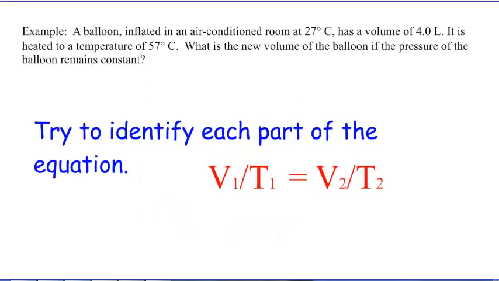Let's look at the example. Go ahead and pause right now. Just like we did with that other problem, try to identify each part of the equation. Look for your V1, T1, V2, T2.